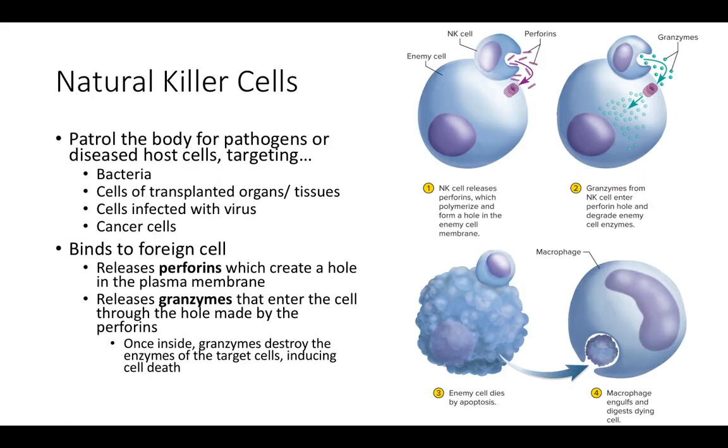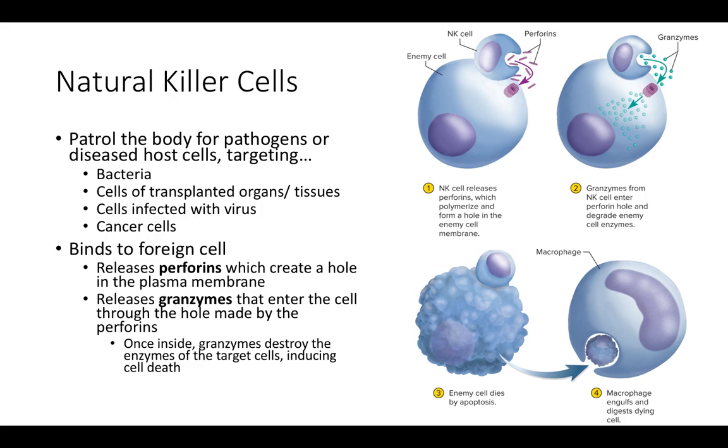So we're going to talk about each of them in a little bit more detail, starting with natural killer cells, or NK cells. So their job is to patrol the body for pathogens or diseased host cells. And if you're not familiar with the term host cell, it basically just means a cell that is of your own body, but that's maybe been infected by a virus or cancer or whatever it is. So these natural killer cells, they're going to target things like bacteria, cells of transplanted organs or tissues.